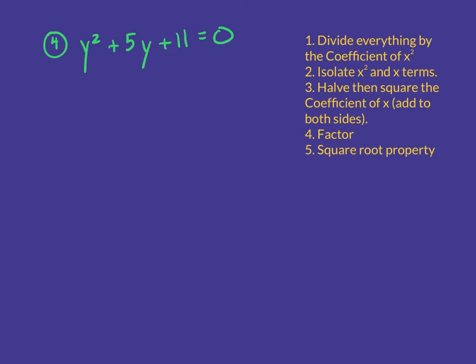Number 4, going through the same steps, we're asked to complete the square. We've got y squared plus 5y plus 11 equals 0. First step, divide everything by the coefficient of x squared, or in this case, y squared. We've got a 1 in front, so dividing everything by 1 wouldn't really make a difference. The only time you're really going to do anything on number 1 is if you've got a 2 or 3 or some non-1 number in front of y squared. So skipping that first step.